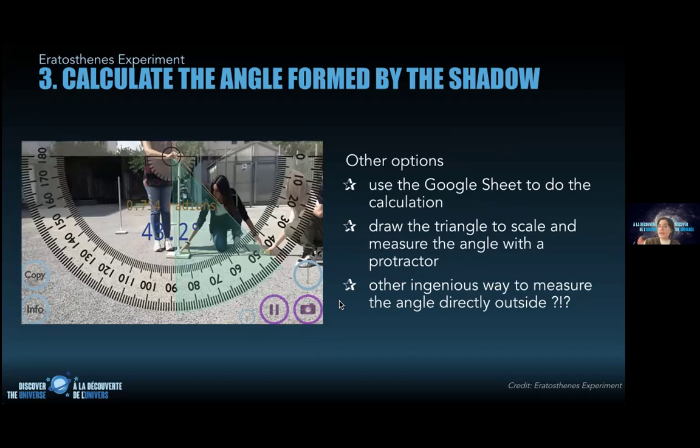Alternatively, you can draw a triangle to scale of the height of the stick and the shadow, and then use a protractor to measure that angle. Or you can find some other way to measure the angle directly. There are applications on your phone that you can use as a protractor to measure the angle, or you could take a picture of your little triangle or of your setup and then measure it with a protractor on your phone later. There are many different ways that you can do this, as long as you get that angle, whether it's through calculation or you measure it yourself.